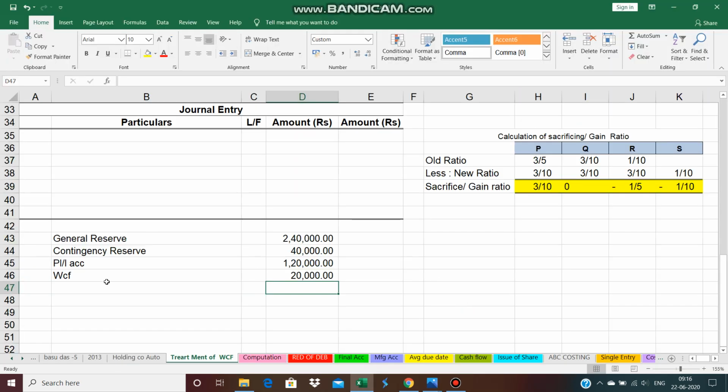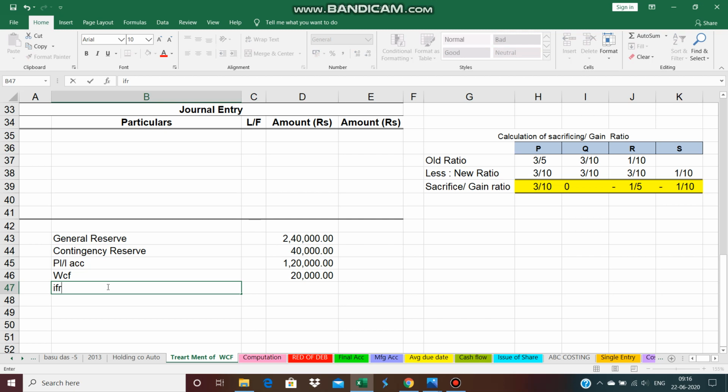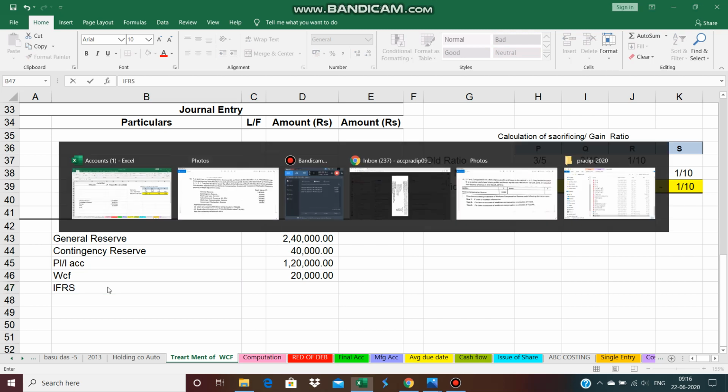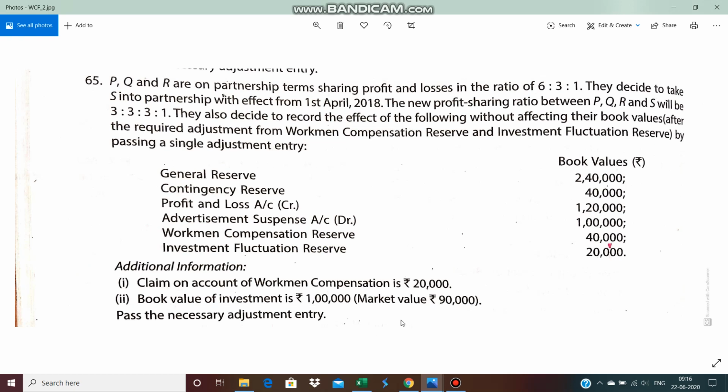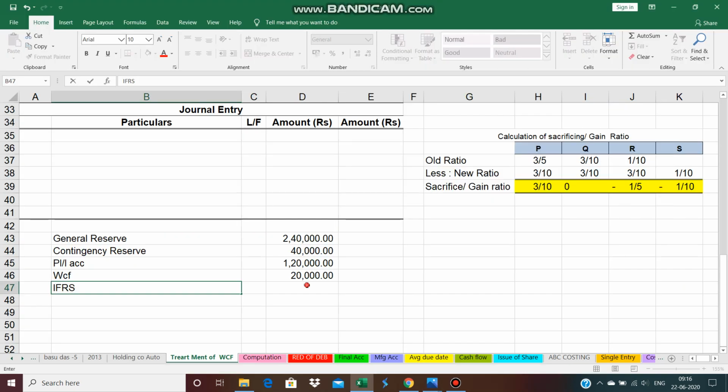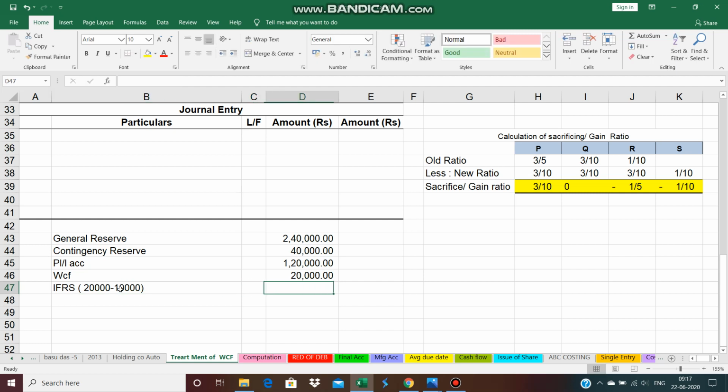So directly we can write the investment fluctuation reserve will be 20,000 minus 10,000, that is 10,000. Right over here, 20,000 is there, and there is a reduction of value of 10,000, so the rest is 10,000. Okay. So this is the total of the credits, 4,30,000, the sum of all credits.